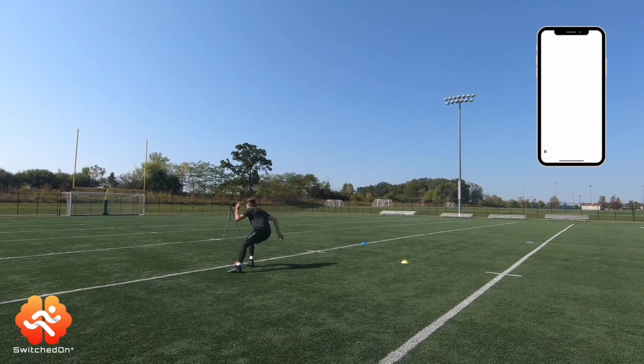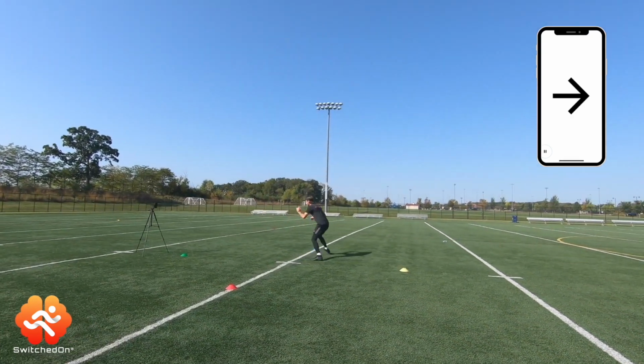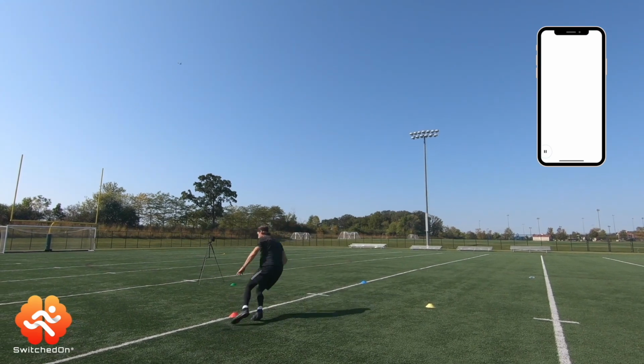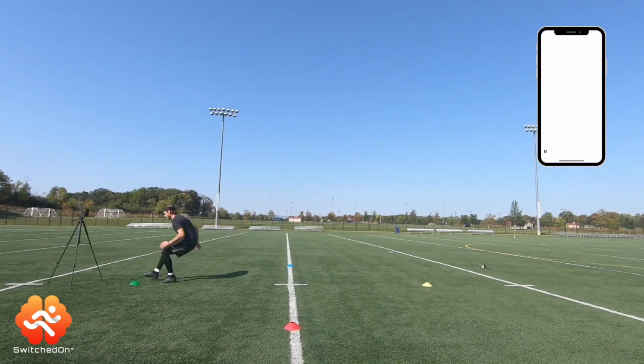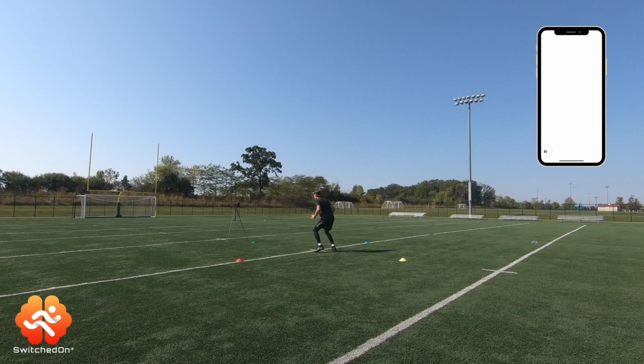The three primary movement patterns that we're going over are number one, the lateral shuffle, number two, the lateral cross step, and number three, the sprint or back pedal. For each of these movements, we will talk about the first step, the actual movement mechanics, and finally, the change of direction mechanics. So let's get started with the lateral shuffle.